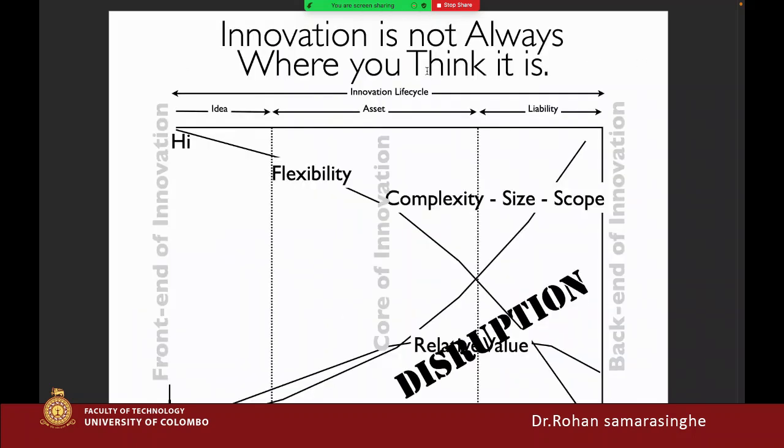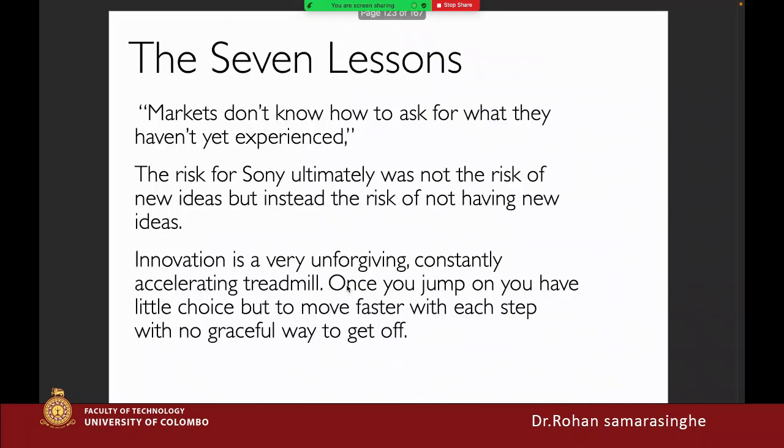So we'll go to the third idea. The market doesn't know how to ask for what they haven't yet experienced. So from the Walkman to the iPod to the mobile phone, you can get the all-in-one. You can use the smartphone, as well as listen to the music there.